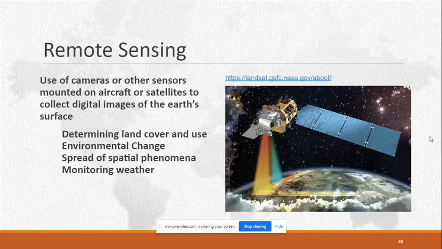Okay, remote sensing. This is often the one we don't remember exactly, but it's the use of cameras or other sensors mounted on aircraft or satellites to collect digital images. It's like taking pictures of the Earth's surface from a remote location, essentially a satellite. It can be used for things like determining land cover and usage, environmental change, the spread of spatial phenomena, and monitoring weather. We're going to watch a quick little video.